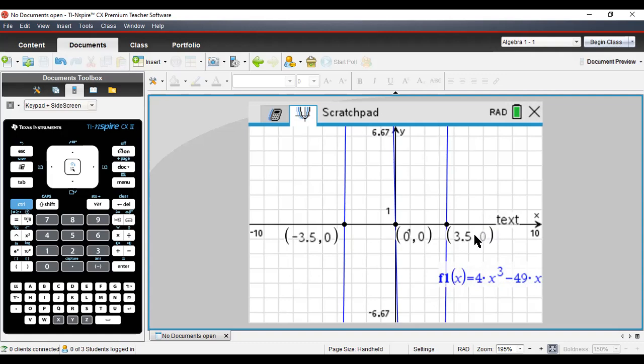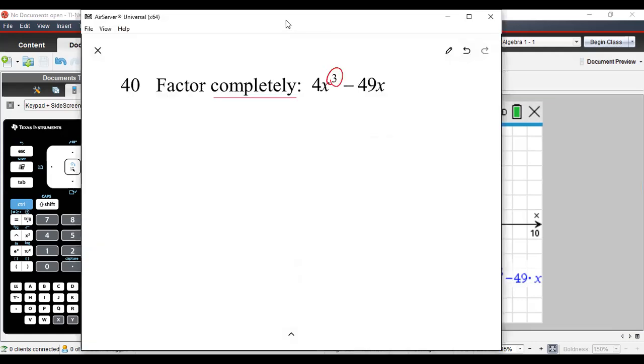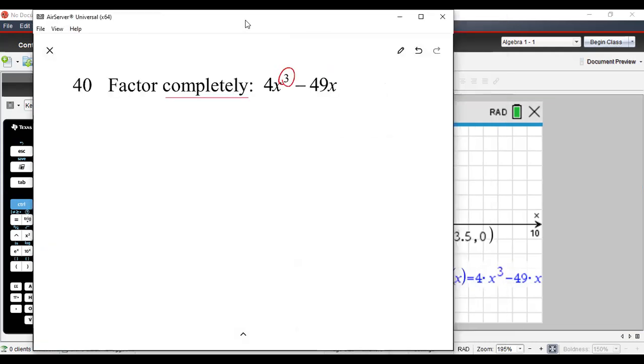So let me show you the relationship between zeros and factors. Here's what I'm going to do. First thing is I'm going to convert these decimals into fractions, because that's going to make it easier when I try to solve this. So let me bring up my iPad. I'm going to move this over a little bit, and I'm going to write the zeros. So I have a 0 at x equals negative 3.5.